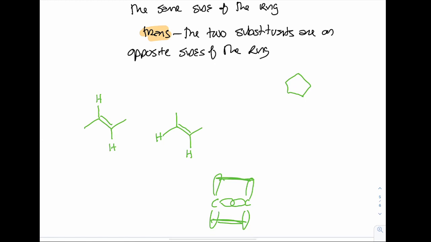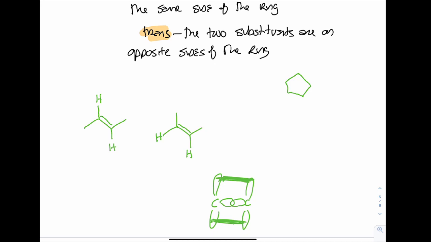If it was just a sigma, it overlaps in one spot, I can rotate it. But if I tried to rotate an alkene, I would have to break that pi bond because it locks it in place. So I'm actually going to have cis trans isomers with alkenes also. So anytime you limit the rotation of the molecule, either with a ring or a pi bond, it doesn't have free rotation.